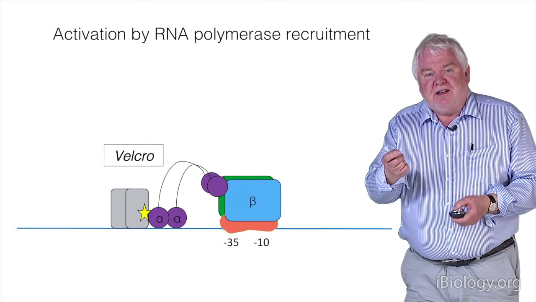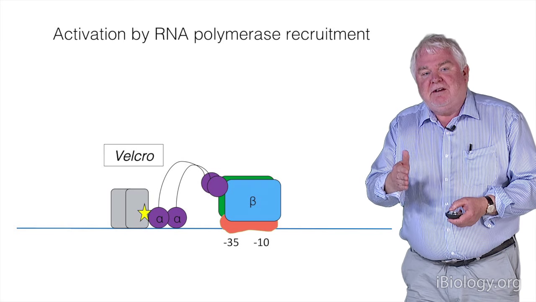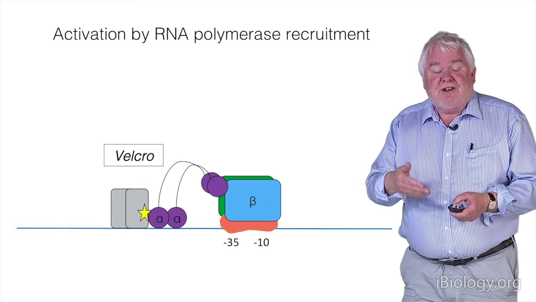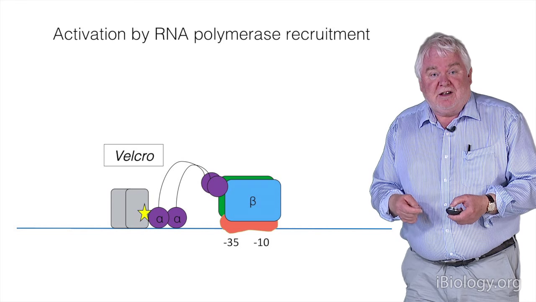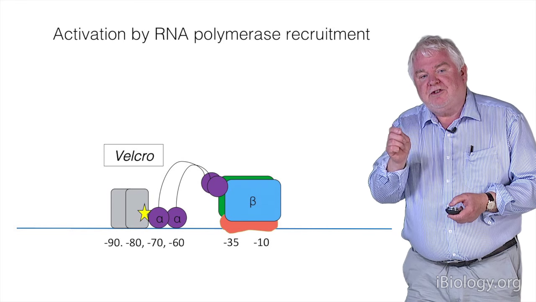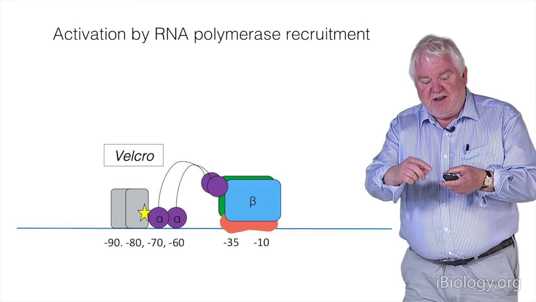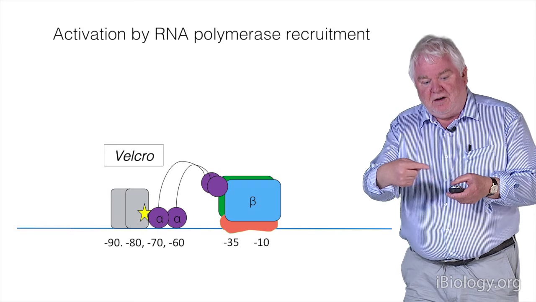So you take a single promoter and you move the activator around, you'll find some locations where it works and some locations where it doesn't work. And interestingly, what you find is that the locations where it works are normally separated by 10 or 11 base pairs. In other words, one turn of the helix.